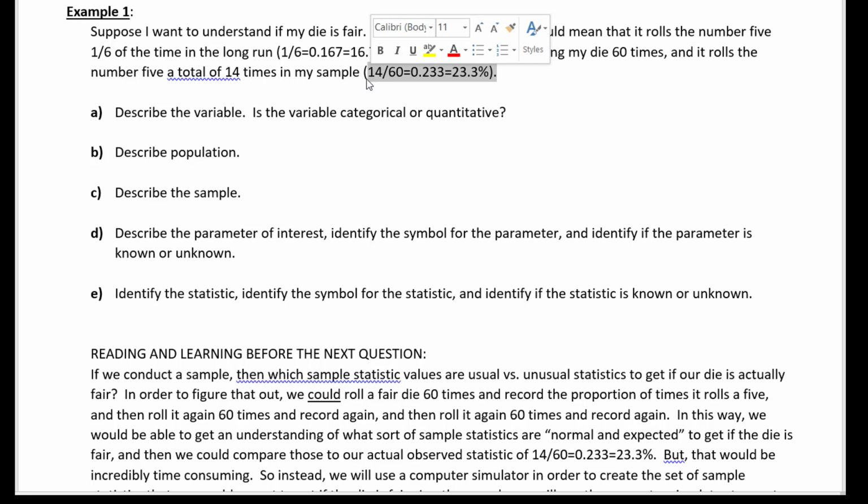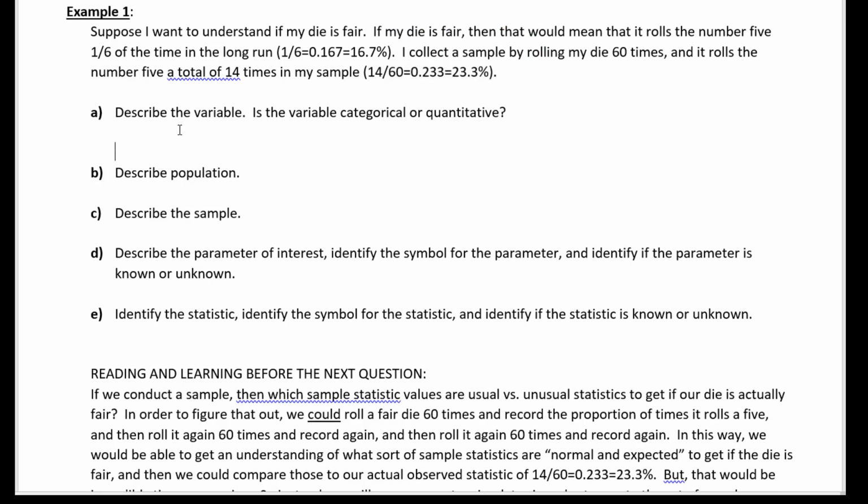So part A, the first question, asks us to describe the variable and asks if that is categorical or quantitative. So this is a review question. We are observing 60 rolls of the die, and the variable would be what we write down about each roll. What we're interested in here is whether it rolls a 5 or doesn't roll a 5. That's the variable. Because in the end, we want to count what proportion of times it rolls a 5. And that, of course, would be categorical.